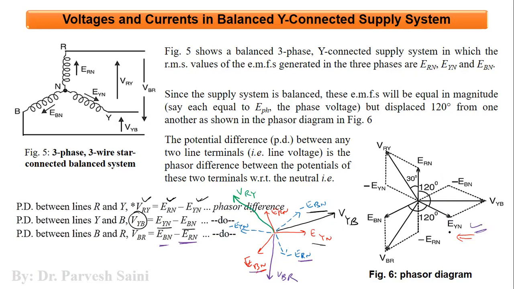You can see EYN is one phase voltage, 120 degree apart from EYN you have ERN, and 120 degree apart from ERN you have EBN. So these three voltages are at 120 degree phase angle from each other. Now, if you draw this EBN backward, you'll get minus EBN, right? And if you draw this ERN backward, you'll get minus ERN. And similarly for EYN, you'll get minus EYN like this. So the resultants are VYB, VRY, and VBR. So these are the line voltages.